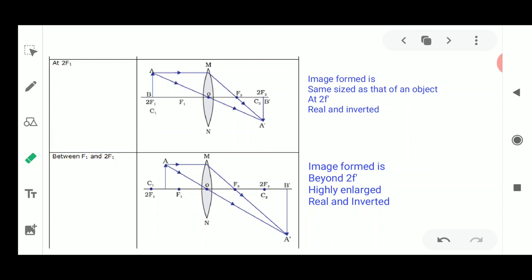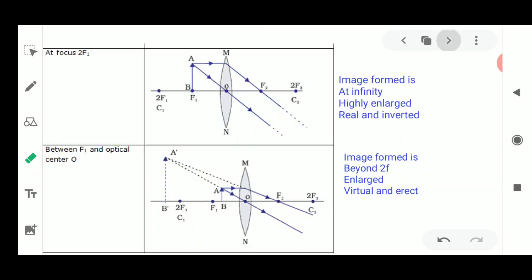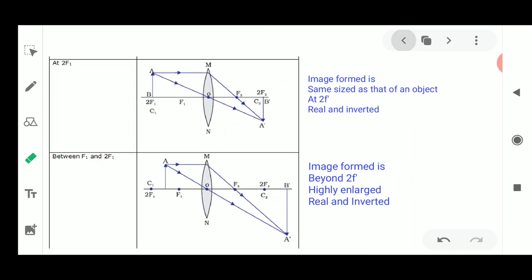All these image formations have certain utilities also. I'll discuss all these utilities in the uses of the convex lens.